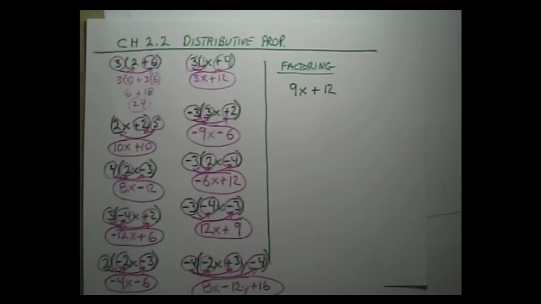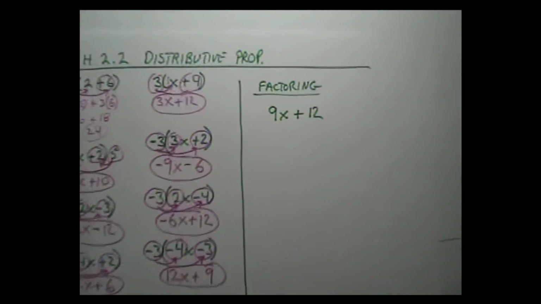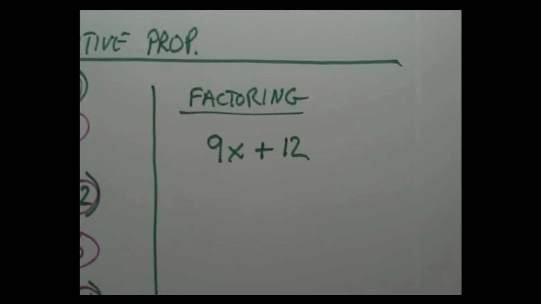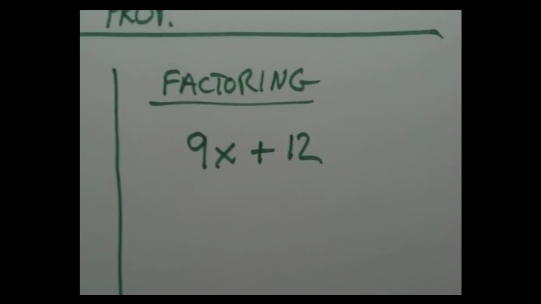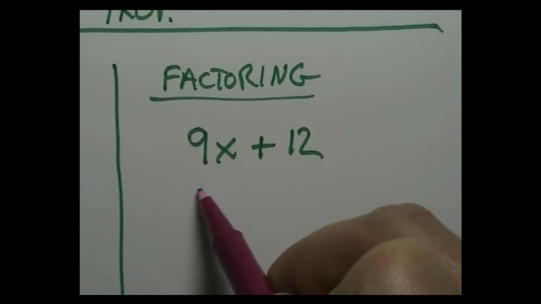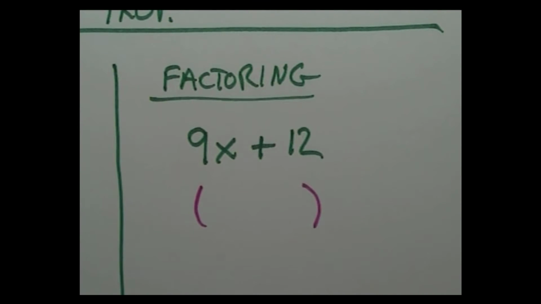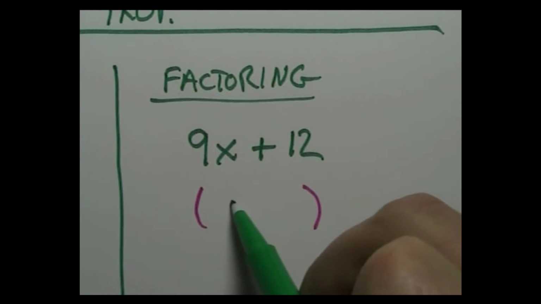Okay, we just need to go over one more thing with you, and that's called factoring. And factoring is nothing more than going backwards with the distributive property. It's going backwards. So what I'm going to do, underneath this, I'm going to put parentheses. And I have my x here.